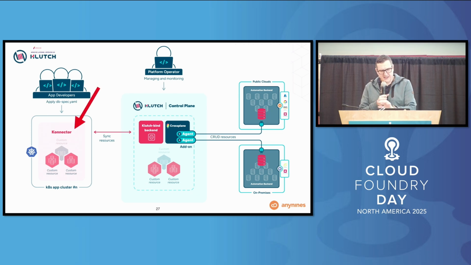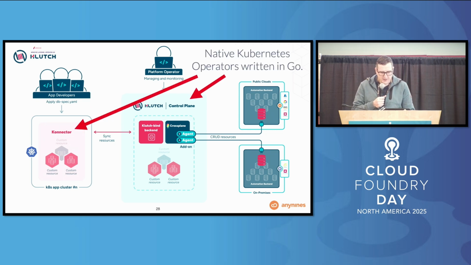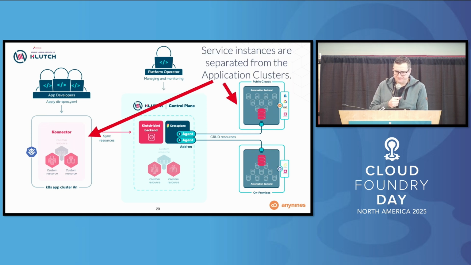So the control plane centralizes metadata. The connector is offering the CRDs to the application developers for creating a Postgres instance, for example. And all these desired states are then replicated to the Klutch control plane and eventually reconciled with the actual automation backend. So you can use Klutch also to expose services you've created internally to the organization to a large number of Kubernetes clusters. They're all written in Go. It's native Kubernetes operators. And this is how you get the service instances off the application cluster.